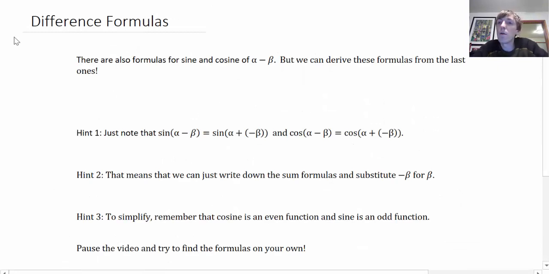Okay, so the other thing about the sum formulas is that we can use them to get lots of other formulas as well. So you might have wondered if there's something for a difference. If instead of alpha plus beta, I have alpha minus beta. Well, of course there is, but in fact, I can derive it from the last formulas.